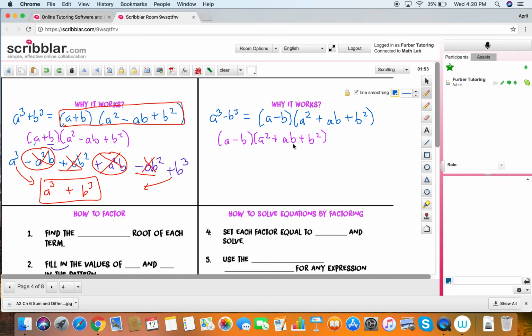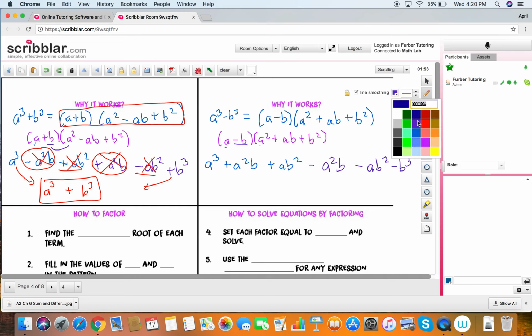Okay, so let's do the a times the a squared, that's a cubed. A times positive ab, that's positive a squared b. A times b squared is positive ab squared. But now when I get ready to do this one, it's negative b. So when I do negative b times a squared, I'm going to get negative ba squared, or if it's alphabetical order, it'll be negative a squared b. Negative b times ab is going to give me negative ab squared, and negative b times b squared is negative b cubed.